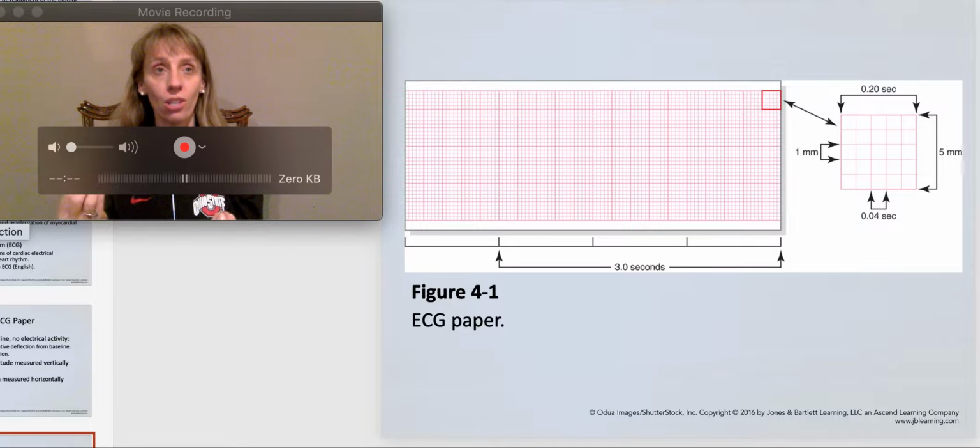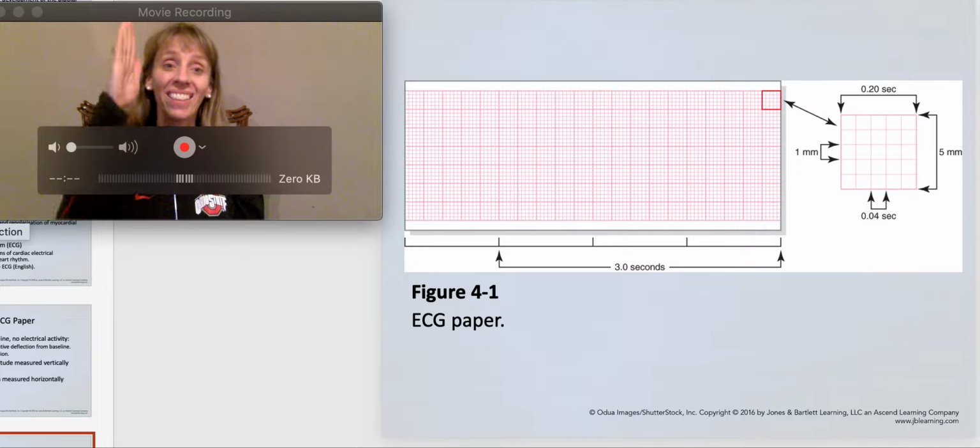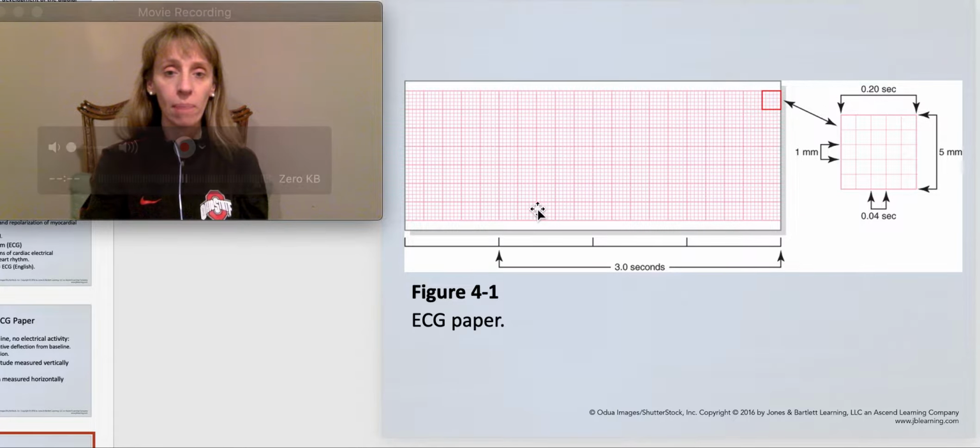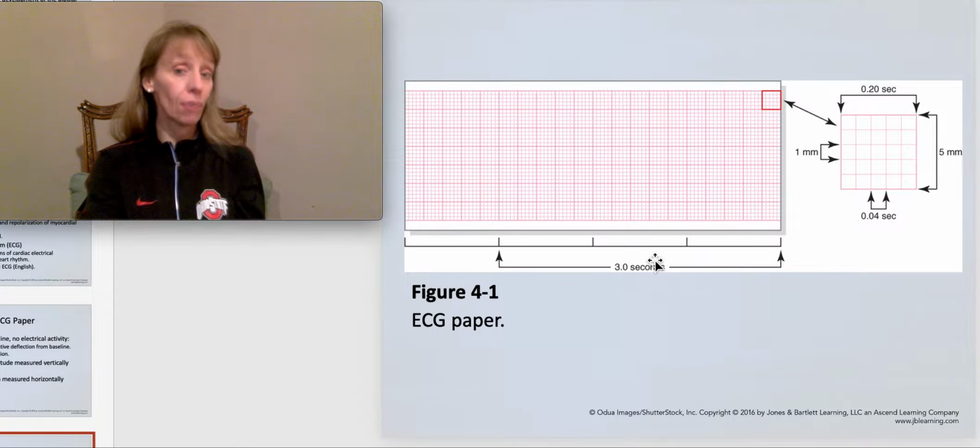That's a really important thing to jot down because it's going to make counting the EKG paper much faster when you realize that the bold boxes are in the horizontal plane, 0.2 seconds. And then again in millimeters, there are 1 millimeter boxes and there's 5 of them, so the height of one bold box is going to be 5 millimeters. Then you see the little hash marks along the bottom of the paper. That's just telling us this is a 3-second strip.